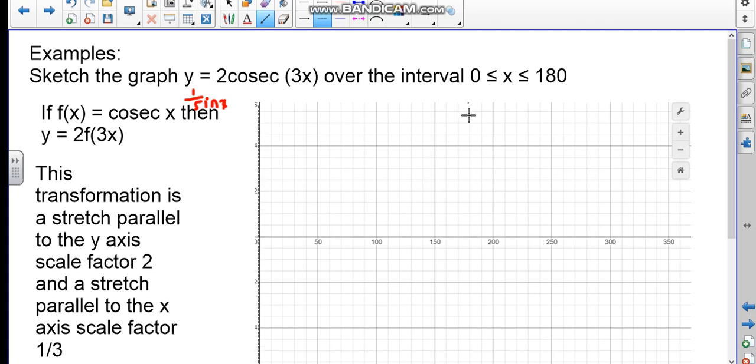And 180 and 360. Okay, so although it's just 0 to 180, I'm just going to do the whole thing for now and then think about what's going on.